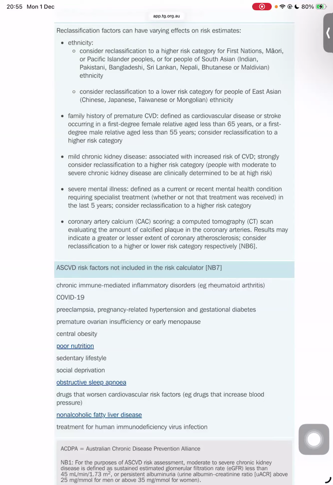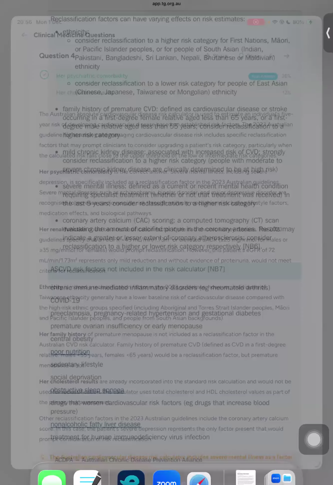Consider reclassification. Coronary artery calcium scoring: if after CT scoring we can see calcified plaque in the coronary artery, that is also considered for reclassification to high risk. Okay, so these are the things. Let's read the question as well.